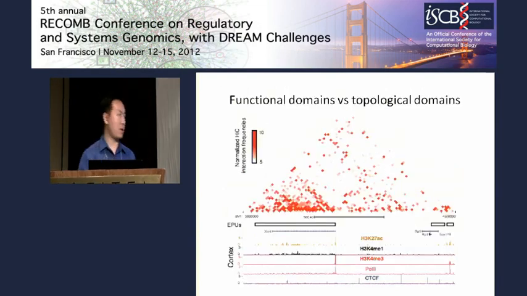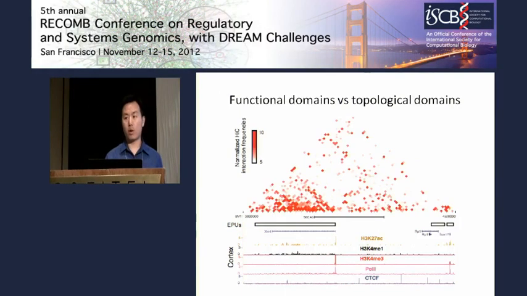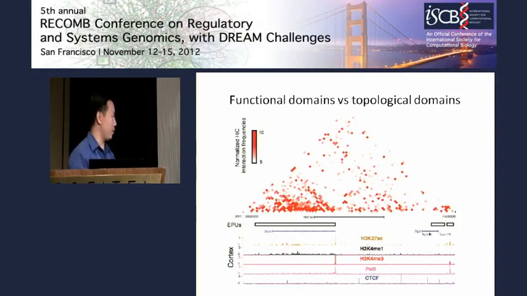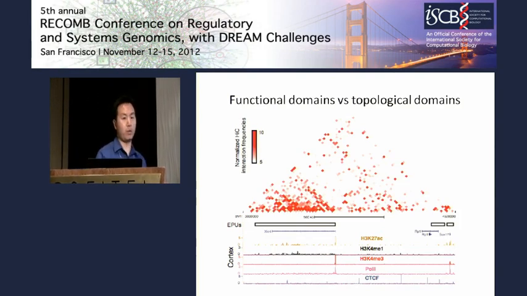We have another example here where we identified a large functional domain of co-regulated enhancers or promoters. It covers 400 kb of the mouse region. And again, you can see these strong chromatin interactions just within this chromatin domain.